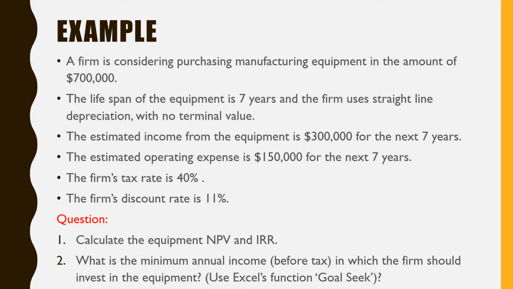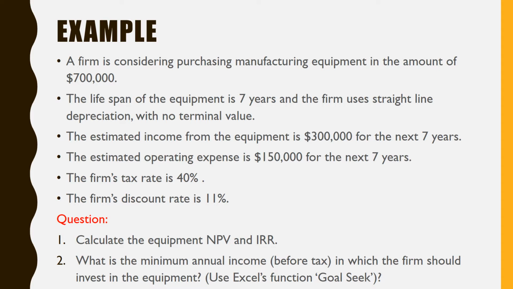Let me repeat the background story. In this example, a firm is considering purchasing manufacturing equipment in the amount of 700,000. Wow, that is huge amount of money. The lifespan of the equipment is 7 years, and the firm uses straight-line depreciation with no terminal value. No terminal value means no salvage value. You cannot sell the equipment for any value at the end of 7 years.